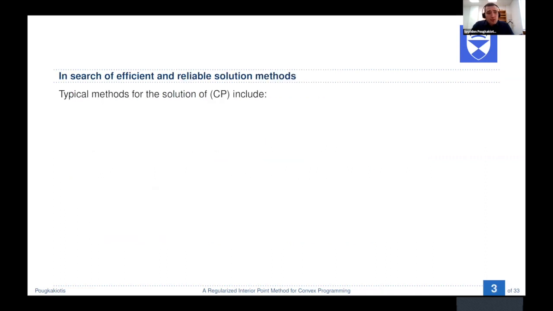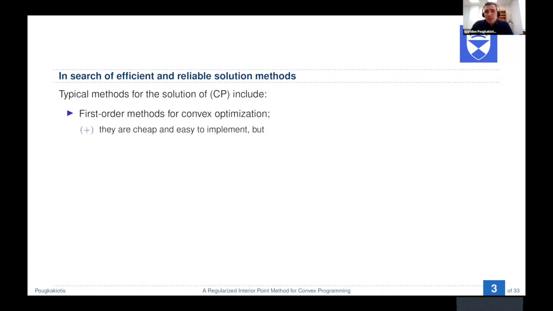Of course, there is a very fruitful research area that has been very active for the last 70 years on deriving efficient methods for convex optimization. The most popular approach is to utilize some first-order method. These are extremely popular because they are very cheap in terms of memory requirements, so they are scalable. They're also quite easy to analyze and implement.